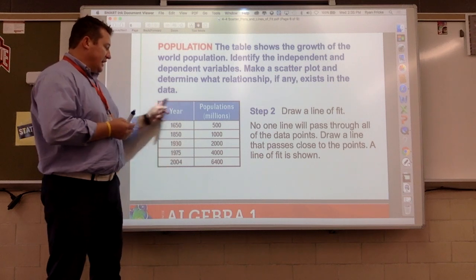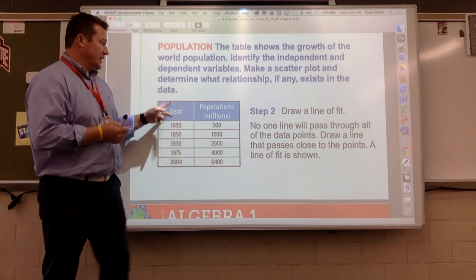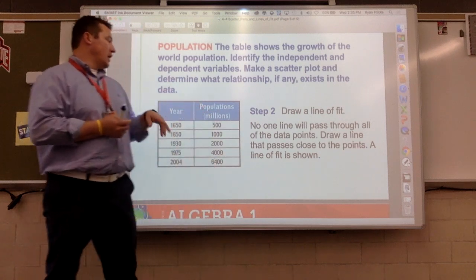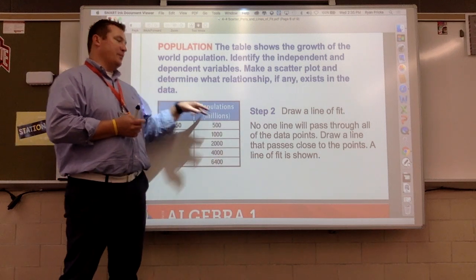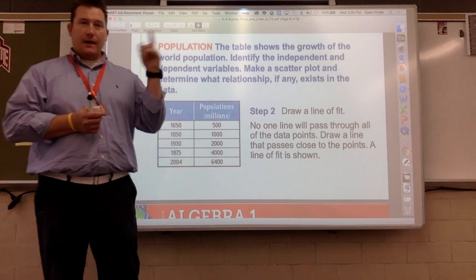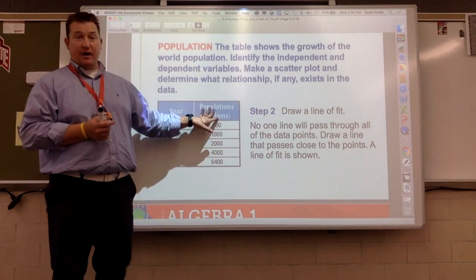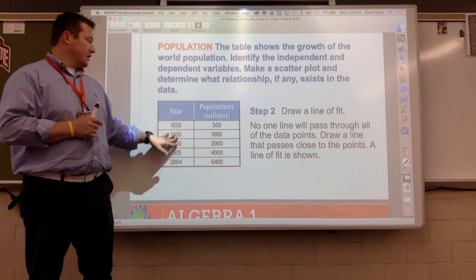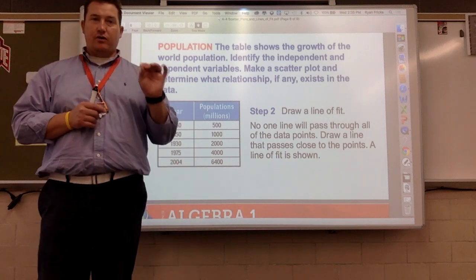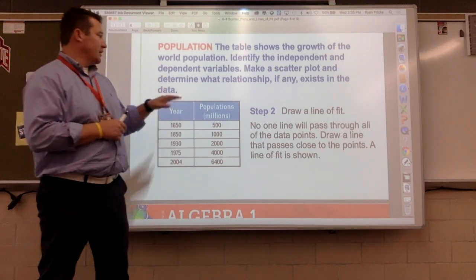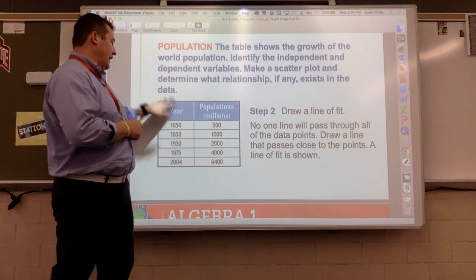Okay? Again, here is our years. Here is our population. Does the year depend on the population? No. The population depends on the year. So population, dependent variable, y. Year, independent variable, x. All right? So now we know x, y.